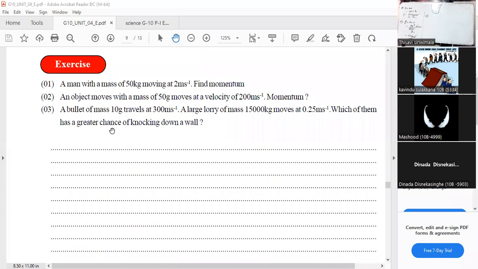10 kg ms minus 1. Third one: a bullet of mass 10 grams traveling at 300 ms minus 1. A large lorry of mass 15,000 kg moves at 0.25 ms minus 1. Which of them has a greater chance of knocking down a wall?